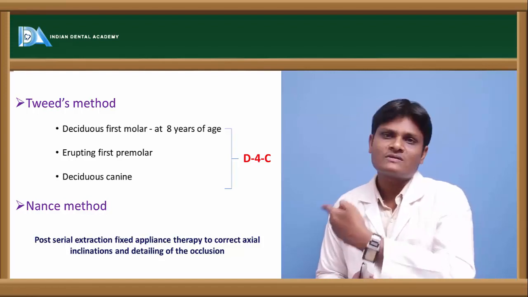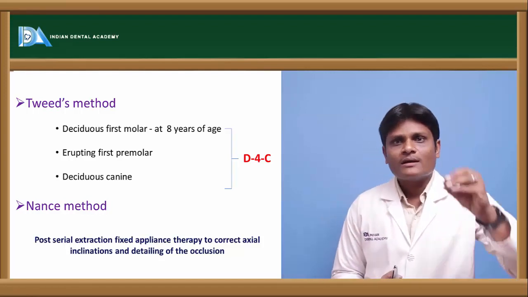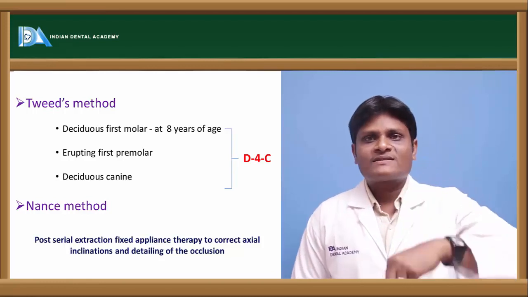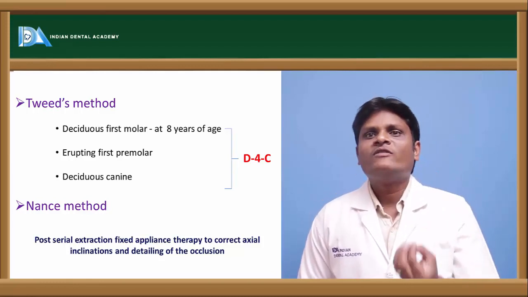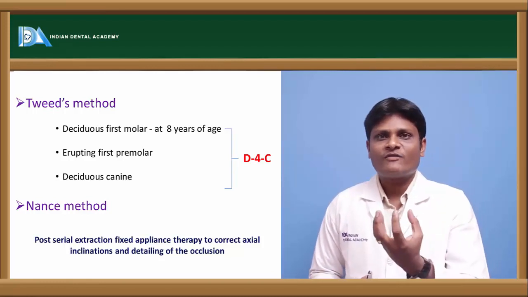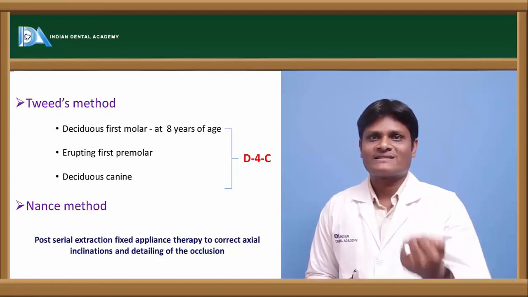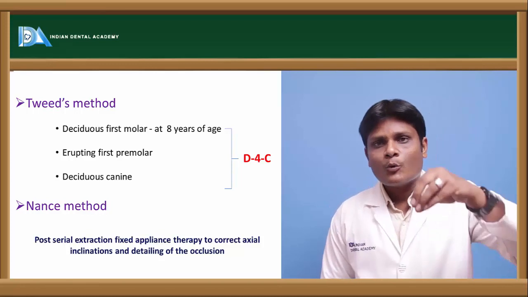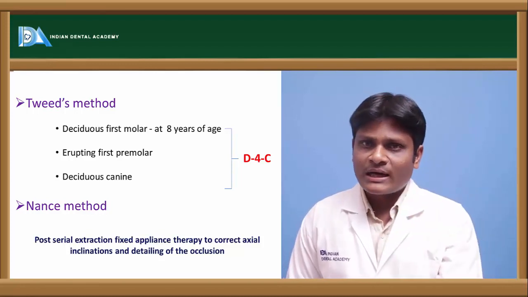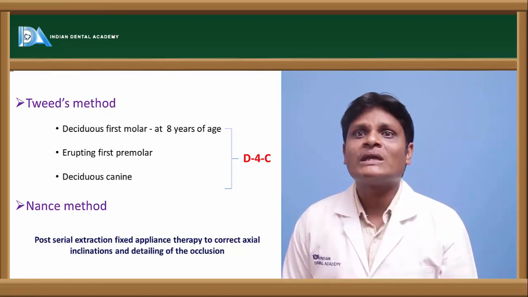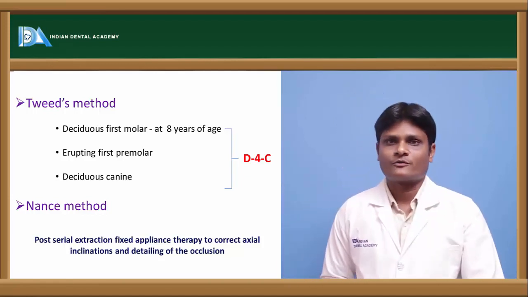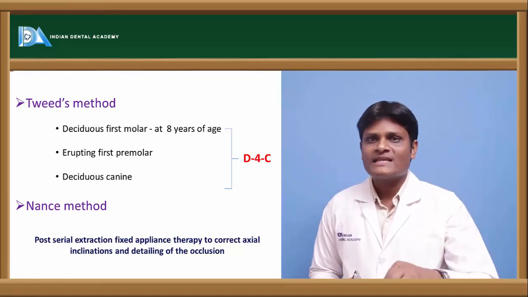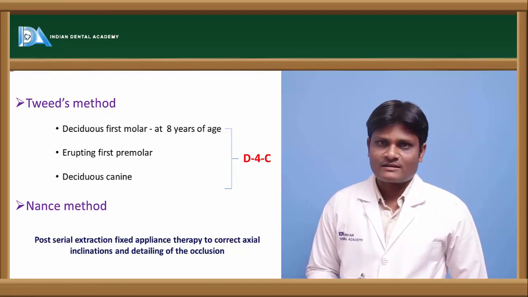This method is also the same as Tweed's method, but in Tweed's method, after extraction of the deciduous first molar, we wait for the eruption of the first premolar into the oral cavity for its extraction. But in the Nance method, we extract the deciduous first molar, and at the same time we enucleate the unerupted first premolar also. That is the Nance method of serial extraction.